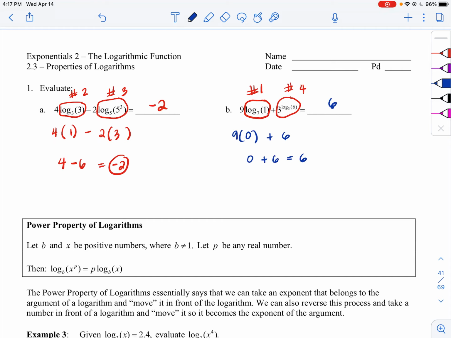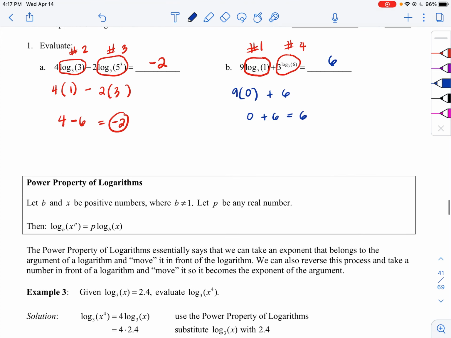Moving on, the power property of log. Although there's no number on it in here, let's call this one property number 5. Okay, so we have 1, 2, 3, and 4, and then we have a property 5. Let b and x be a positive number, where b is not equal to 1. Let p be any real number. So we are introducing a new letter. Earlier we had y and x, and we now have a new letter p.